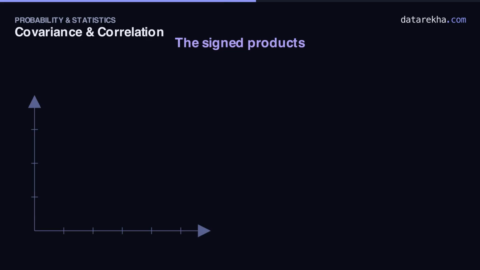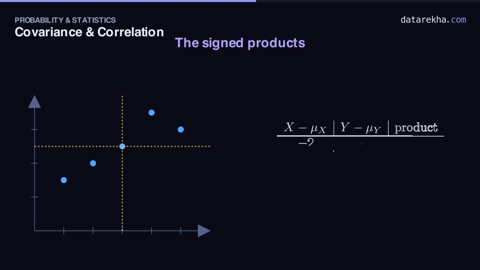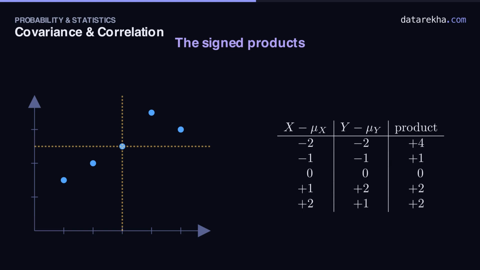Now for each point, measure its two deviations, how far from the mean in x and how far in y, and multiply them. Here is the cloud, with the mean lines crossing at 3, 5, point by point. The first student is 2 below in study hours and 2 below in marks. Minus 2 times minus 2 is plus 4. The next, minus 1 and minus 1 gives plus 1.